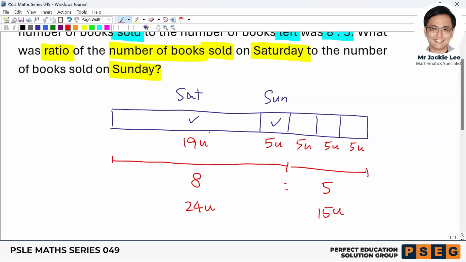Okay, so we are ready to answer now. So the required answer, I think, between Saturday and Sunday, the ratio of the number of both being so obvious, will be 19 to 5.